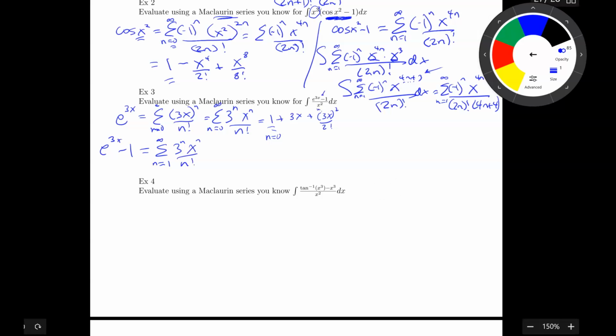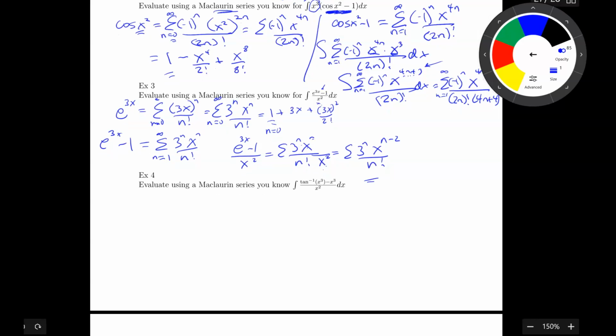Now I'm going to incorporate my x squared in the denominator. So e to the 3x minus 1 over x squared will be 3 to the n over n factorial, and then x to the n and x squared down here. You know what to do with these exponents, right? This would be the same as saying 3 to the n, x to the n minus 2, over n factorial. Now I'm finally ready to take the antiderivative of this.